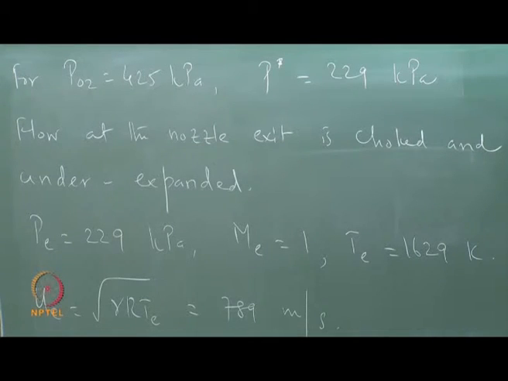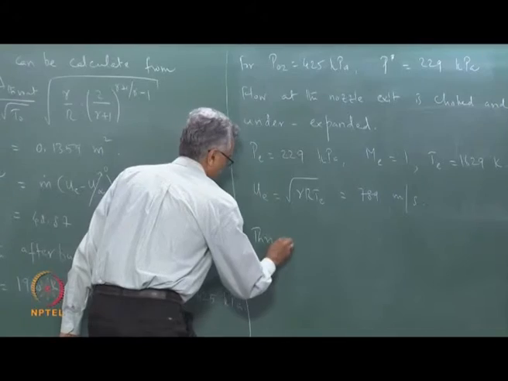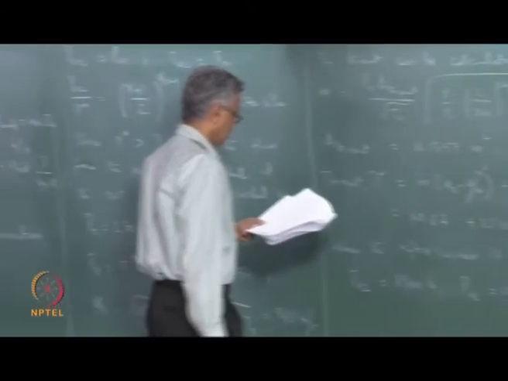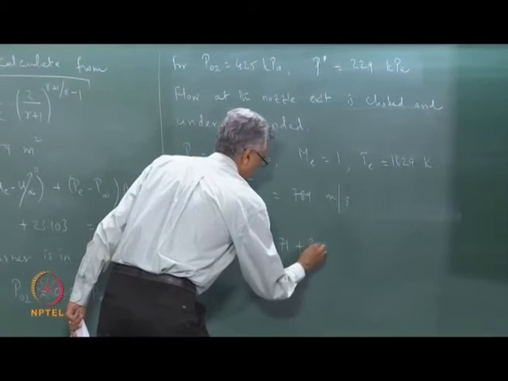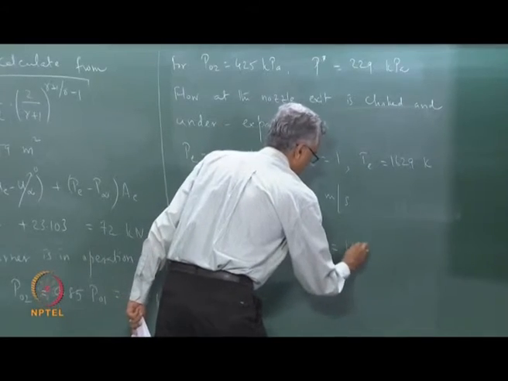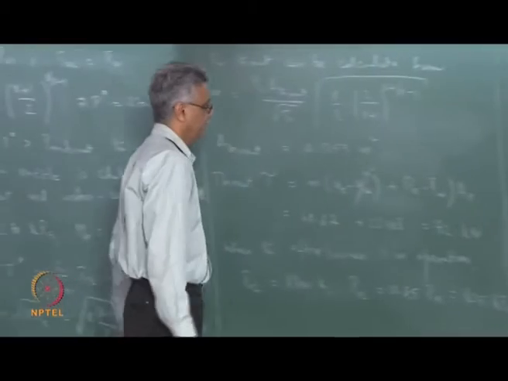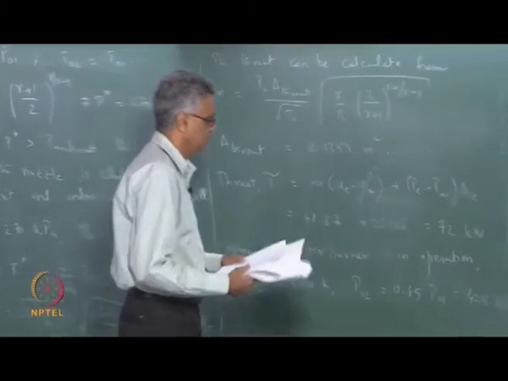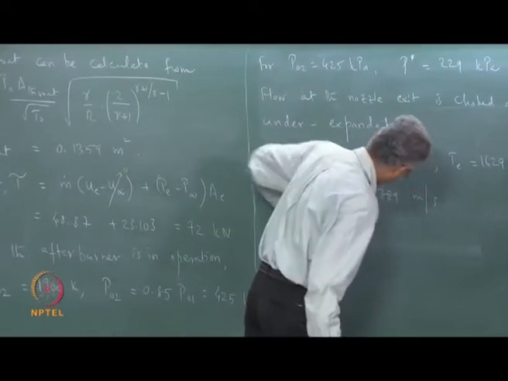So, the thrust now with the afterburner operating, if I substitute these into this expression, comes out to be 71 for the first term plus 30 for the second term, that is 101 kilonewtons. I am sorry, I am going to calculate that. Yeah, okay. So, shall we calculate that before doing this? Okay.